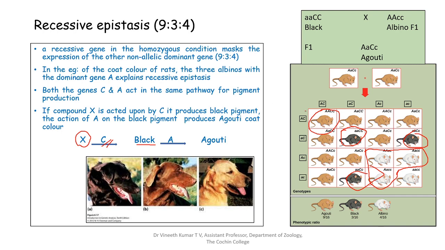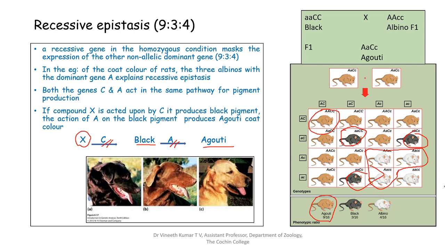So what happens if both the genes are present, that is our nine individuals with agouti color? When both the genes are present, either in homozygous or heterozygous condition, capital C will be there, capital A will be there, both the enzymes will be present, the black pigment will be converted to agouti, and that's how you get these nine individuals with agouti. In them, both capital C and capital A are present. As a result, they get agouti.